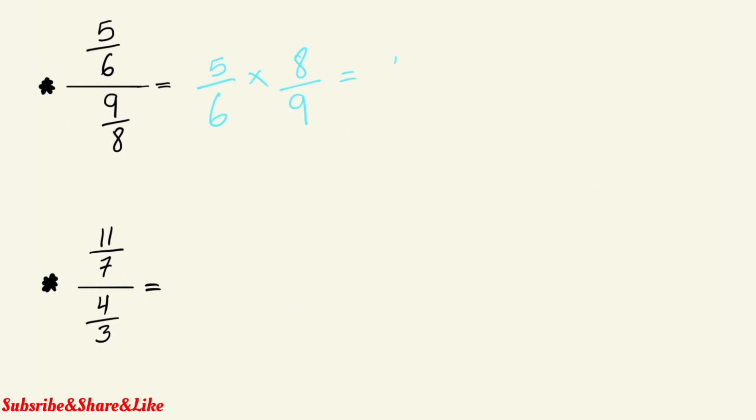So it's going to be 40 over 54. As we said before, you can always simplify this. We can divide this by 2, and divide it here by 2. I always write it as multiplication. So it's going to give us here 20 over 27.